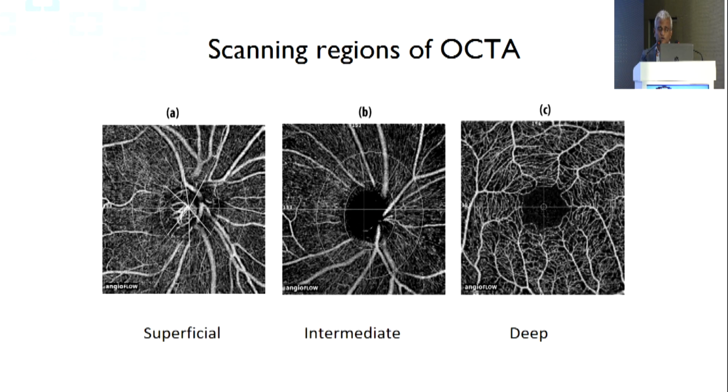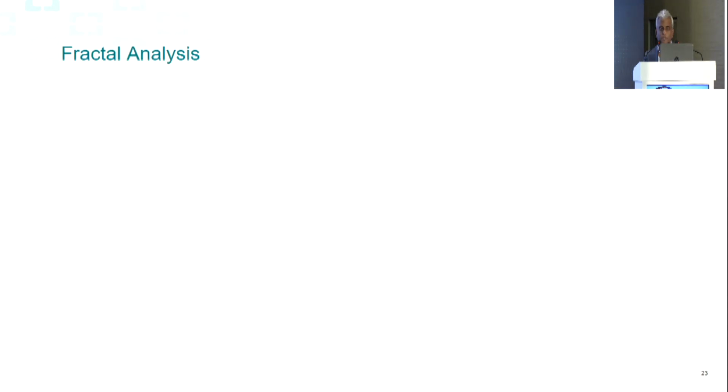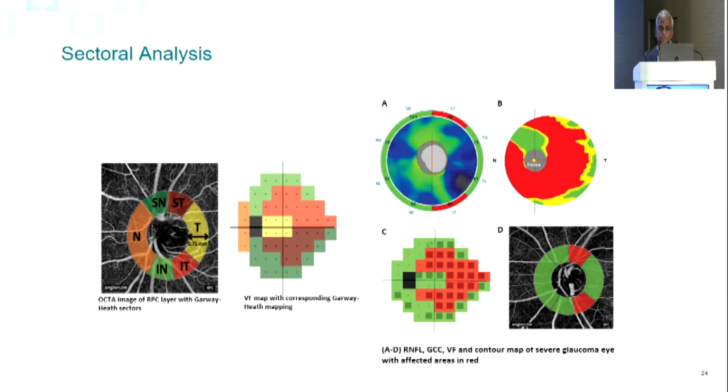And then the OCT regions: OCT actually scans superficial, intermediate, and deep. Fractal analysis is a quantitative method of evaluating the vessel density over time. And this actually allows us to get much more information about spacing between the large vessels, spacing between the small vessels, optic disc small vessels, and the large vessels as well. It actually generates a contour heat map across the various vascular metrics.